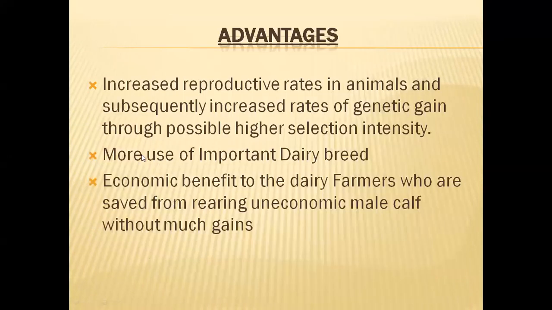What are the advantages of this flow cytometry or sex sorting technology, or sperm sexing technology? It increases the reproductive rates in animals, usually in cattle, and subsequently it also increases the rate of genetic gain, and higher selection intensity is also made possible with the help of these methods. This is very useful in the dairy industry, and animal breeders also benefit greatly from this technology.